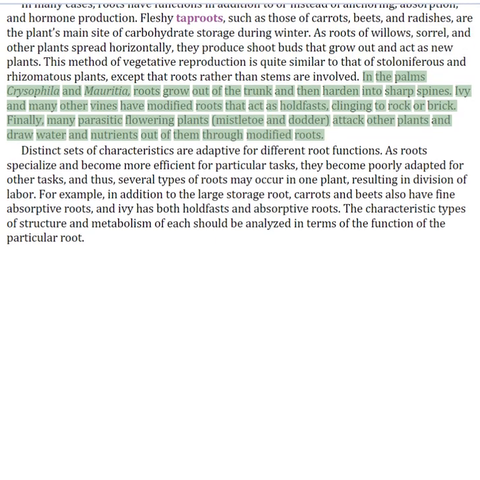In the palms Chrysophylla and Moritia, roots grow out of the trunk and then harden into sharp spines. Ivy and many other vines have modified roots that act as holdfasts, clinging to rock or brick. Finally, many parasitic flowering plants attack other plants and draw water and nutrients out of them through modified roots.